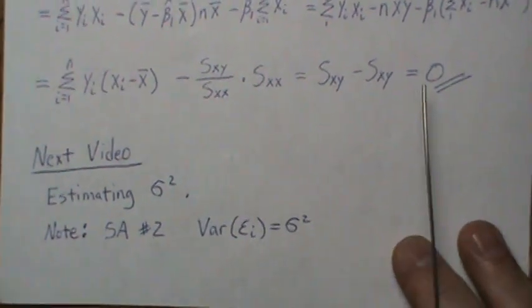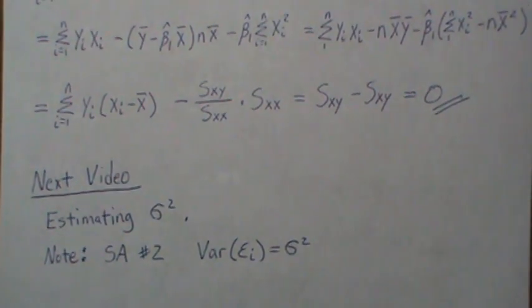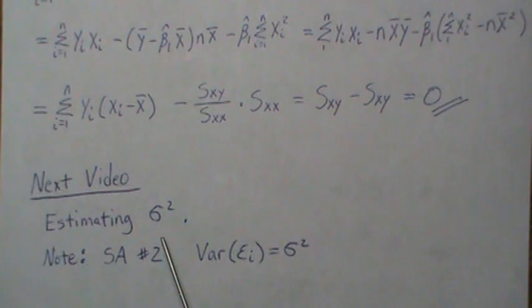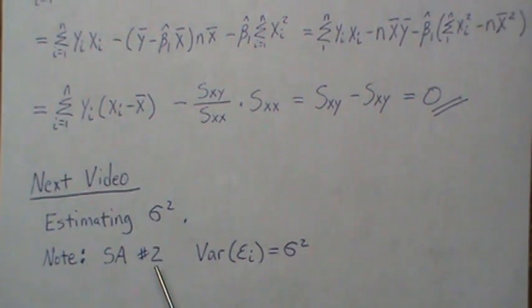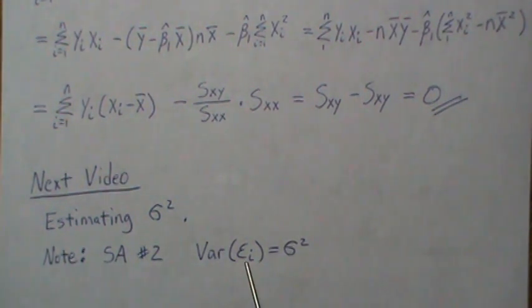All right, well, that's all I had for today. It got a little long. The next video, I want to show how to estimate the variance of the error term. And specifically, the standard assumption number 2 is that the variance of our error term is sigma squared, and I want to estimate that. And that's the next video.